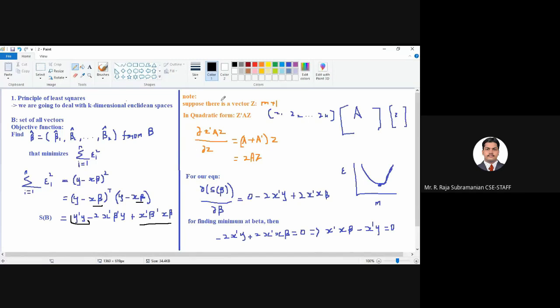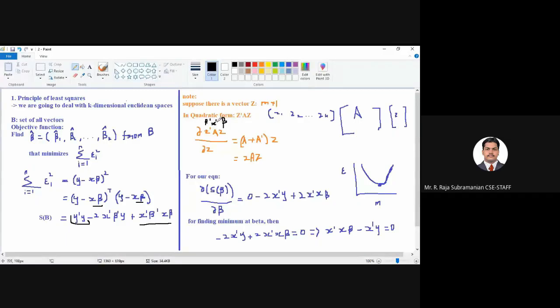Now how I do this is I have a note here: if I have some vector in a space that is m cross n, m cross one dimension, then I can take the partial derivative with respect to that particular variable, say ∂(z' A z)/∂z. Now consider this beta, and this A is nothing but x dash x. Consider this A as x dash x. So we have a formula: ∂(z' A z)/∂z can be written as (A + A') z.